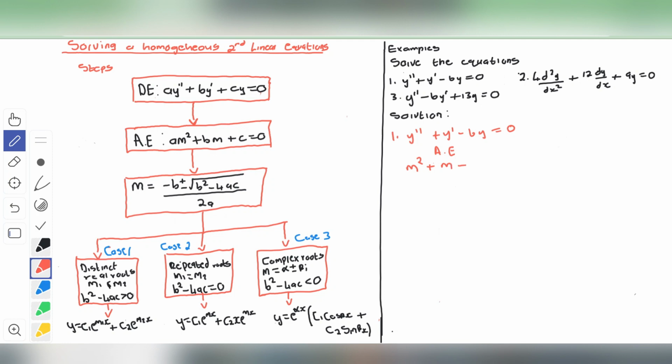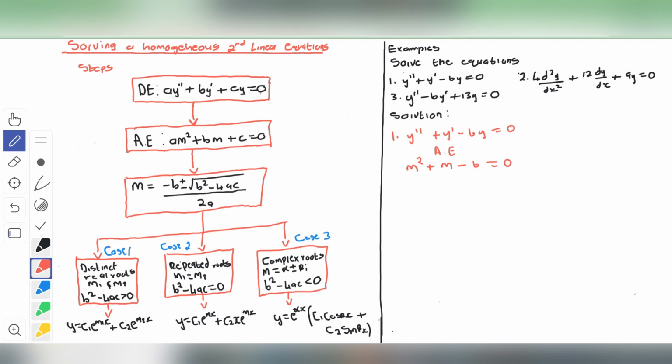Minus, we have 6y, and if we check from the example, we had 6y, and from the auxiliary equation we only wrote the coefficient of y. So here we're also going to take only the coefficient of y, which is negative 6, therefore it is equal to 0. Then we wrote our auxiliary equation.